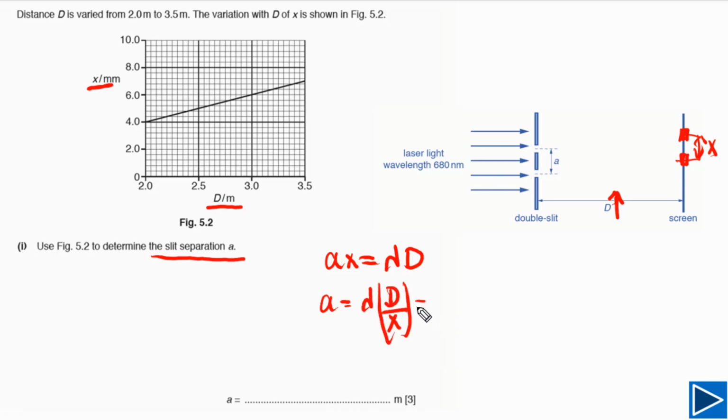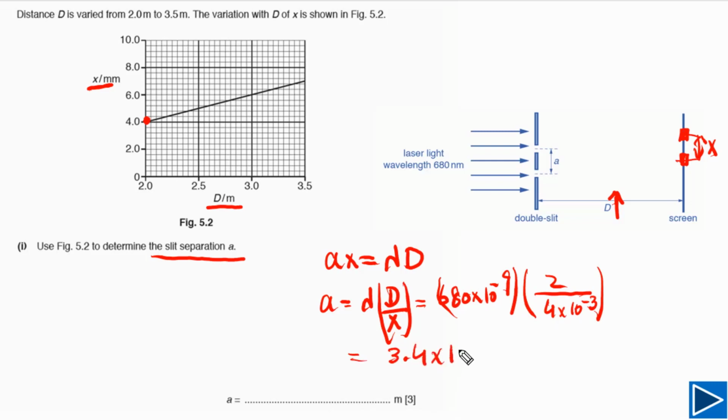The value of wavelength is already given to us, 680 nanometers, so we need to multiply by 10 to the negative 9. But the values of D and X are not given, so we can pick any point on this line and plug in the values of X and D. I will take this point because its coordinates are easy to find. The value of X is 4 millimeters, and the value of D is 2 meters. Now we simply solve this by plugging the values into a calculator, and our final answer for A is 3.4 times 10 to the negative 4 meters, and this is constant.